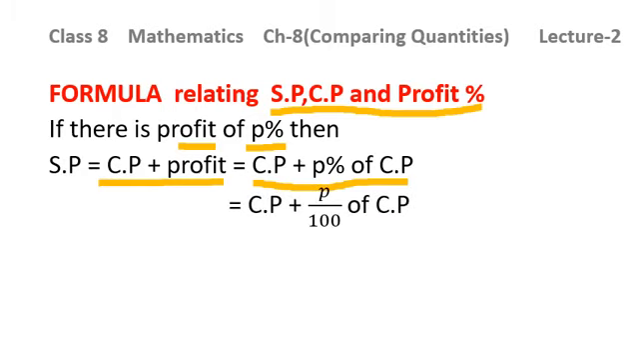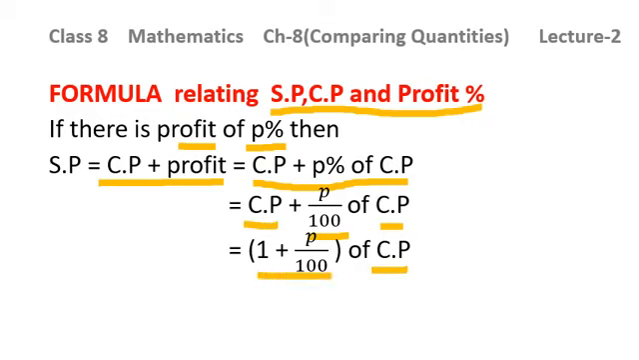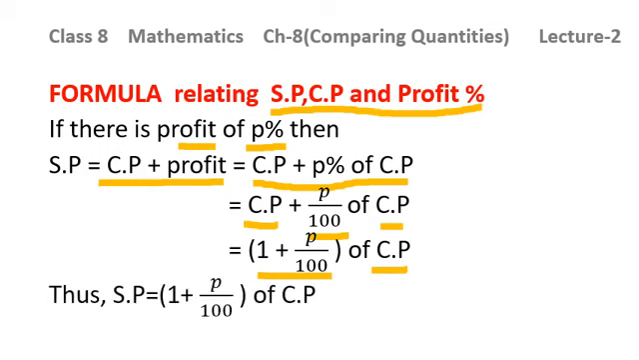Then it will be P percent, and we know that if the percent sign is given, then percentage is a special fraction in which the denominator is always 100. So we have written P over 100 of CP. Then we have taken CP common, because CP is present here and also here. From this expression we have taken CP common. So it will be 1 plus P over 100 into CP. Then SP is equal to 1 plus P over 100 of CP.